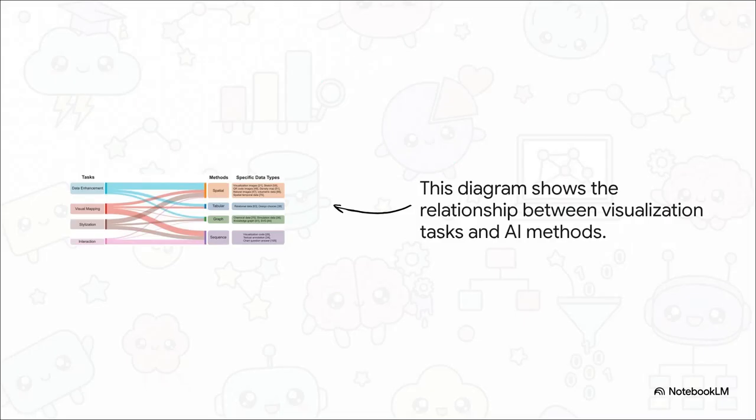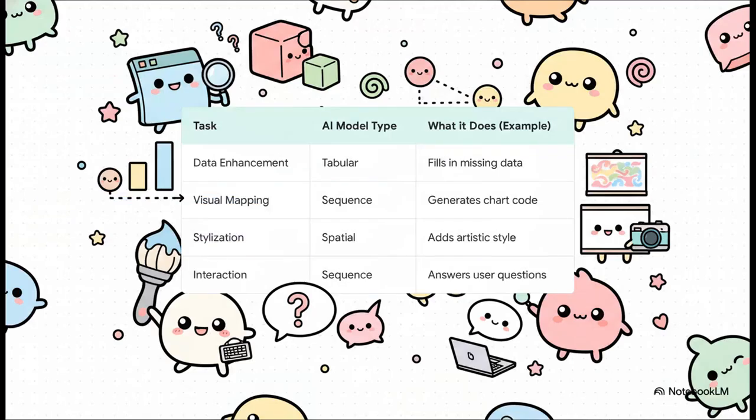And this diagram here shows that flow just beautifully. You can see how different tasks pull from different AI models. For example, just look at those wide bands coming from the sequence models. See how they flow really heavily into visual mapping and interaction? That makes total sense, because those tasks are often about generating code or understanding language, which to an AI are just sequences. So let's break that down with some really simple examples.